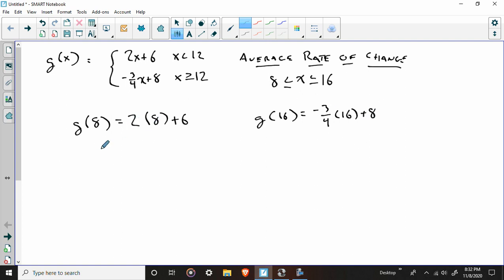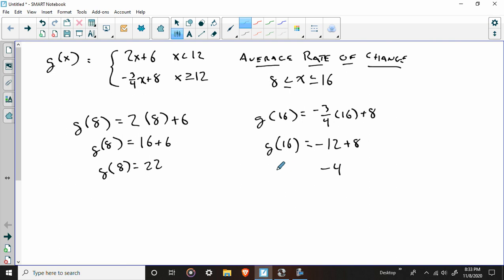Okay, so let's do this one. 2 times 8 is 16. 16 plus 6 is going to be 22. So g of 8 is equal to 22. For this one, 3/4 of 16 is going to be 12, but it's negative, so negative 12 plus 8. So when I plug in 16, negative 12 plus 8 is going to be negative 4. Okay?